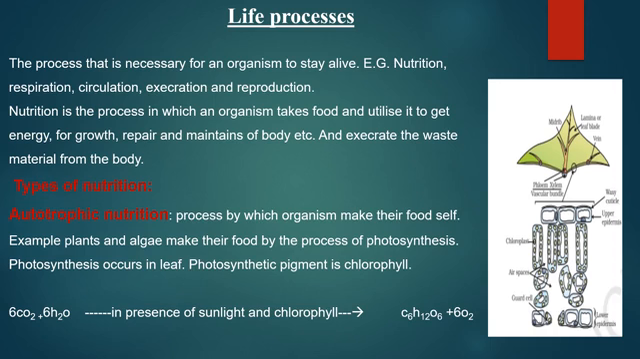In photosynthesis, the following reactions occur. First is absorption of light by the chlorophyll. Chlorophyll is the green pigment that is present in the leaf. After the absorption of sunlight, there is a conversion of light into chemical energy and splitting of the water molecule into hydrogen and oxygen. And the last step is reduction of carbon dioxide into carbohydrate.